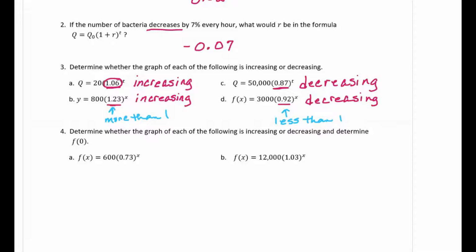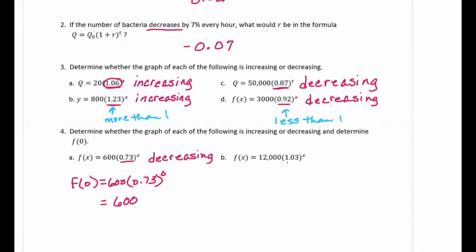Problem 4. Determine whether the graph of each of the following is increasing or decreasing and determine f of 0. That means the function value at 0. So first of all, I see that this is less than 1, so this is decreasing. And I want to find f of 0. So I'm putting 0 in place of x. When you put this into your calculator, you get 600.